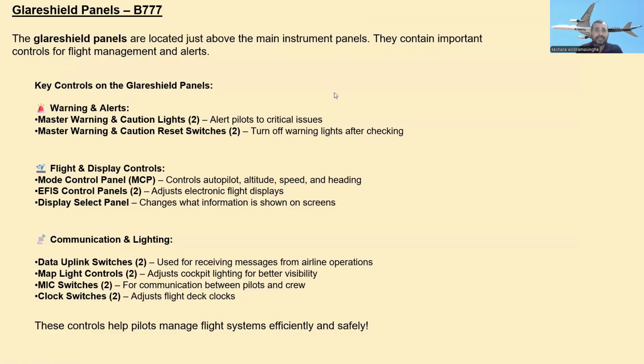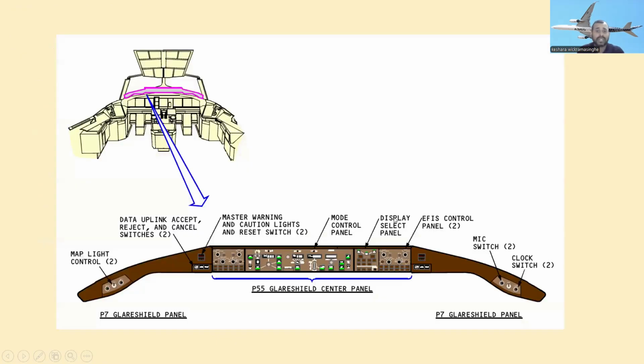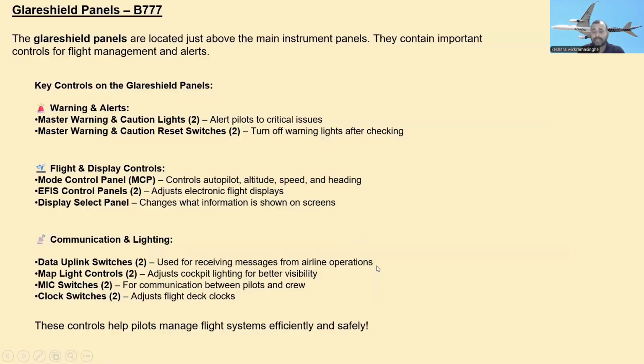So the key controls on the Glareshield panels: the warning alerts. They have master warning and caution lights, two of them, one on both sides. The function is to alert pilots to critical issues.